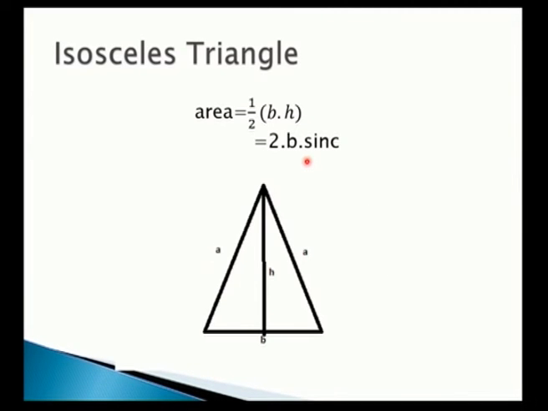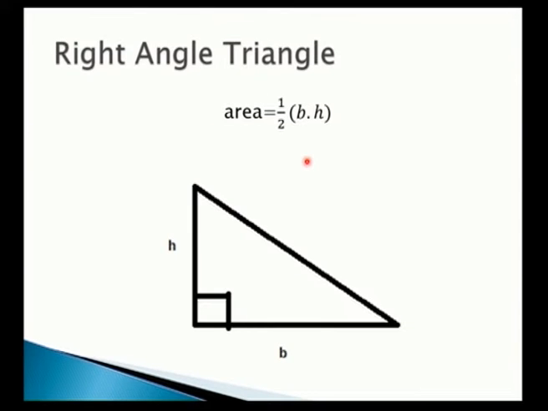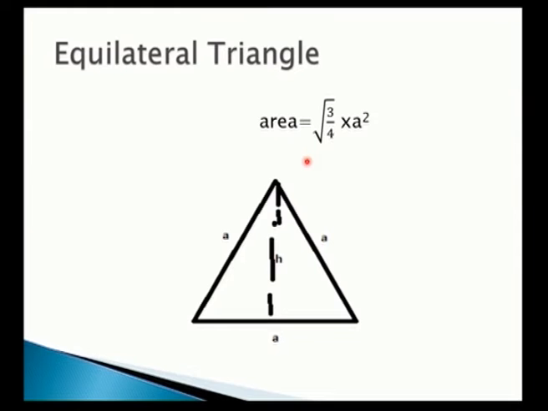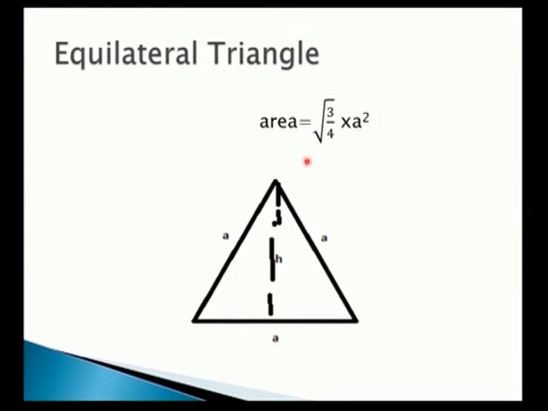So, in triangles we have seen the isosceles triangle, obtuse angle triangle, right angle triangle, and equilateral triangle. These are all the types of triangle we have seen in this discussion. Next, we will move to four-sided plane figures. The four-sided plane figure is the trapezoid.